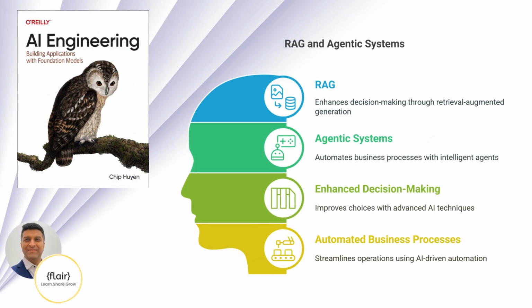Welcome back to the deep dive. We are diving into chapter 6 from Chip Huyen's AI Engineering. It's called RAG and Agents. This one's a good one.